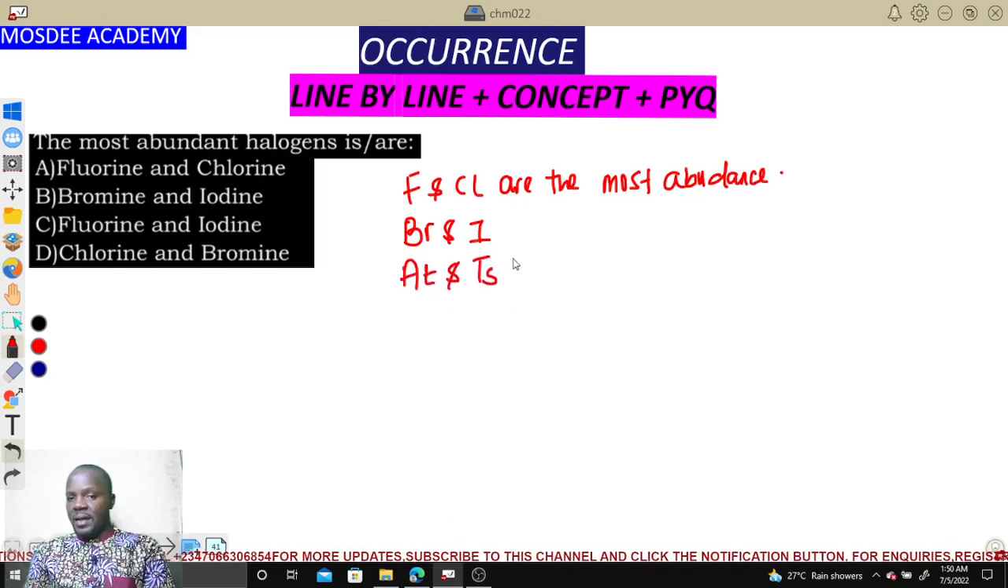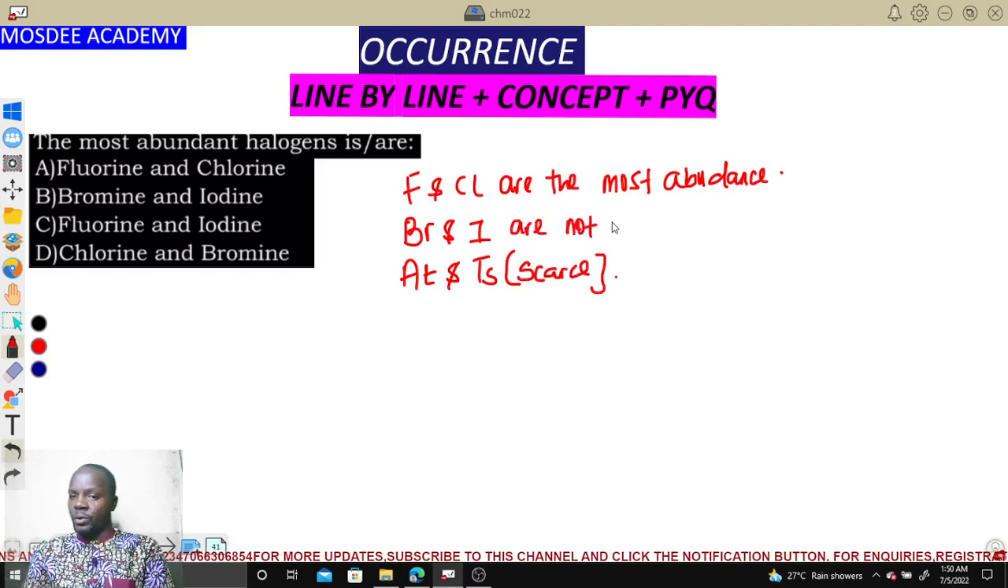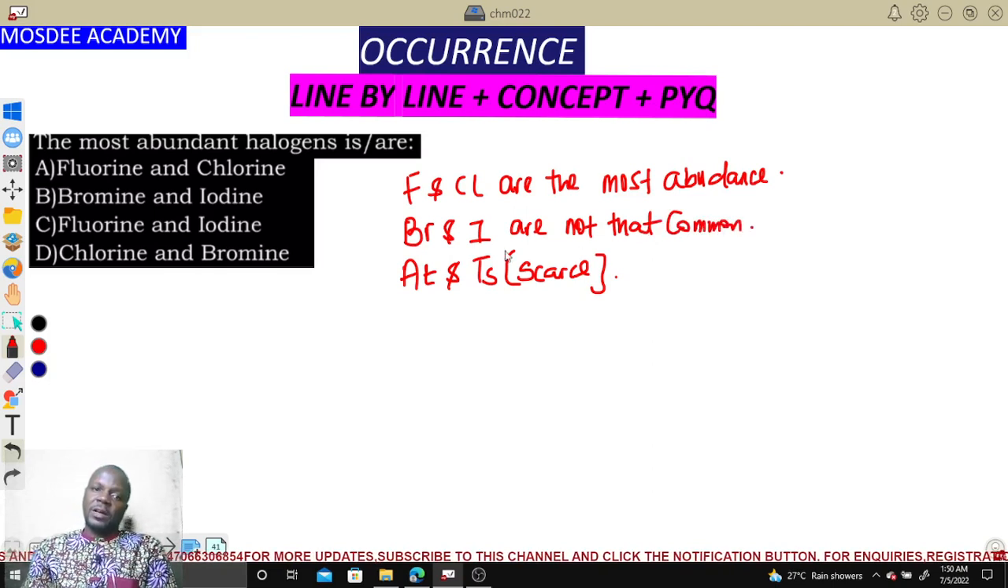Tennessine are scarce. I hope the spelling of scarce is correct. So these are not common. It's a good thing you can keep in mind. That is that about that. So the correct answer to this one is nothing but fluorine and chlorine.